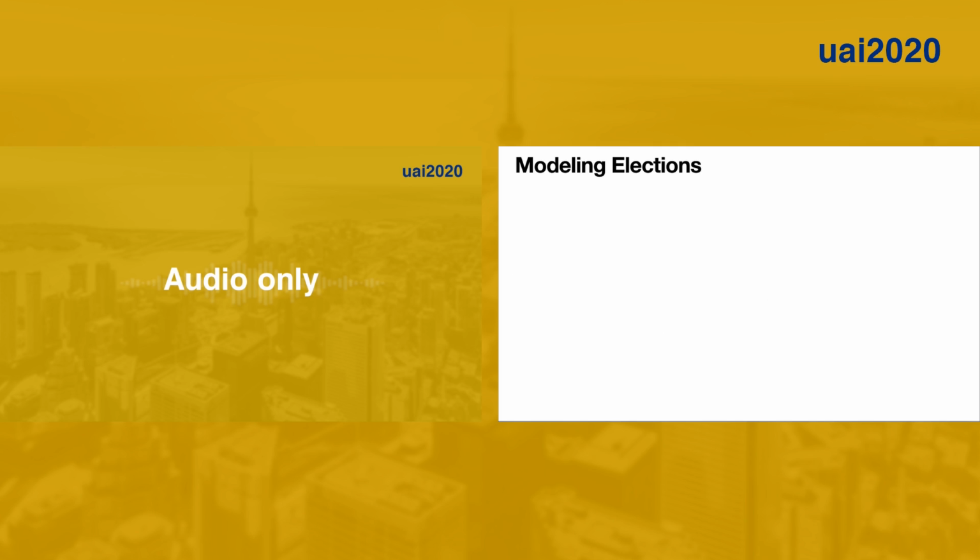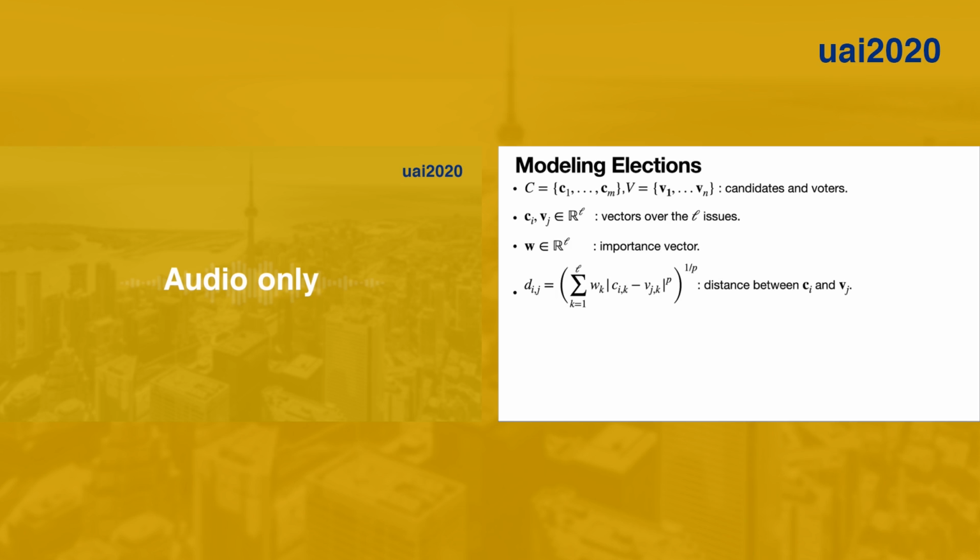Next, let's take a look at this in a little bit more of a mathematical notation sense. So we're going to have a set of candidates, a set of voters, each of which is just a vector in L dimensions, and L is going to be the number of issues. We will also have a weight vector that is going to represent how important each issue is, and this will again be L-dimensional. We will have the distance between candidate I and voter J, and this is just a weighted LP norm. We can see that it's a regular LP norm just with the weight folded in at each dimension, representing how important that particular kth issue is.